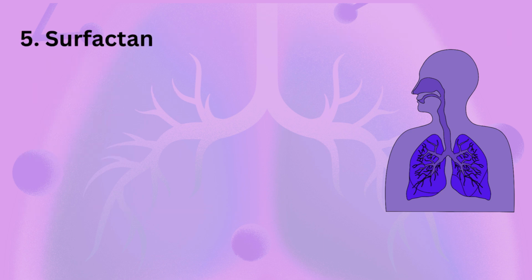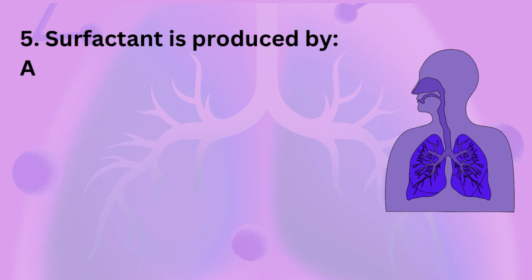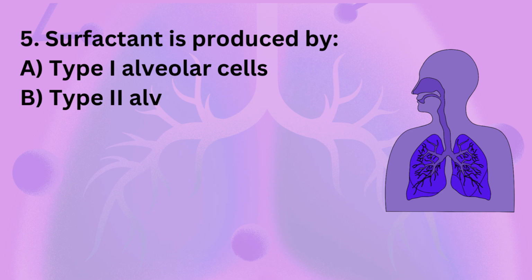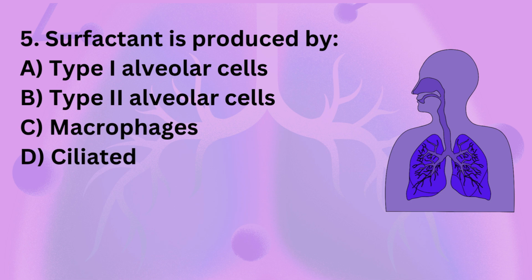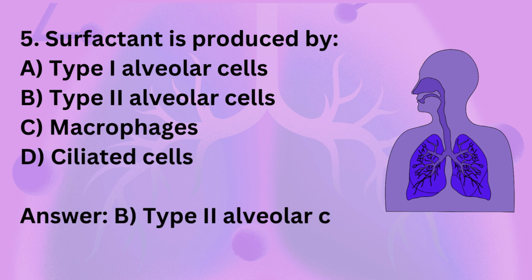5. Surfactant is produced by A. type 1 alveolar cells. B. type 2 alveolar cells. C. macrophages. D. ciliated cells. Answer. B. type 2 alveolar cells.